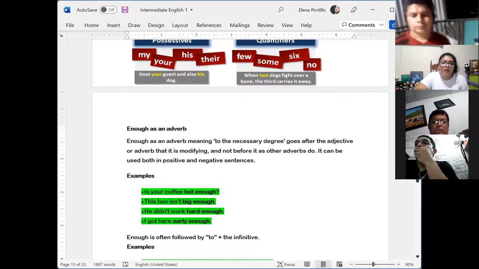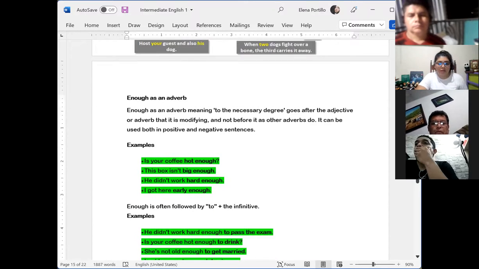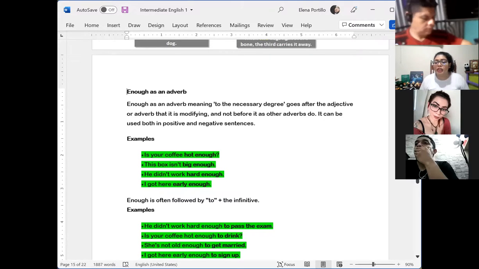Enough is often followed by to plus the infinitive. El infinitivo es la base o la forma base del verbo. And we have some examples. He didn't work hard enough to pass the exam. Ahí nosotros ya tenemos nuestro verbo en forma infinitiva: to pass, to drink, to get, teacher, to sing. Tell me, I have a question. ¿Cuál sería la traducción de enough? Enough, suficiente.